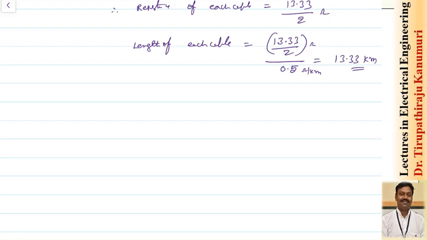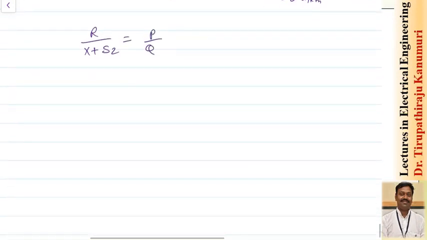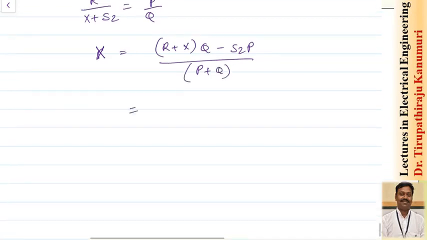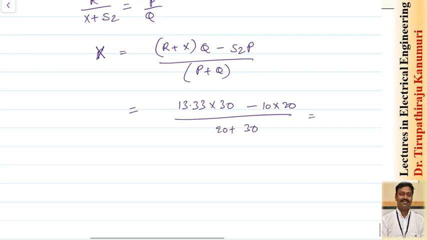Now when it is in the second position, this value will be (R + X)/(X + S2) = P/Q. If you simplify this, I am directly writing the answer because we have already simplified this. X = ((R + X) × Q − S2 × P)/(P + Q). You agree with me? So I substitute: 13.33 multiplied by 30 minus 10 multiplied by 20, divided by 20 plus 30. When you substitute this, you will get 3.998 ohms.